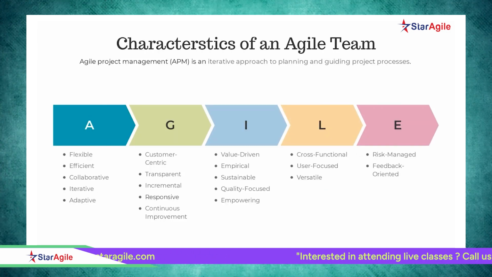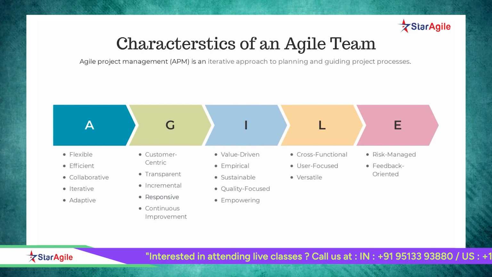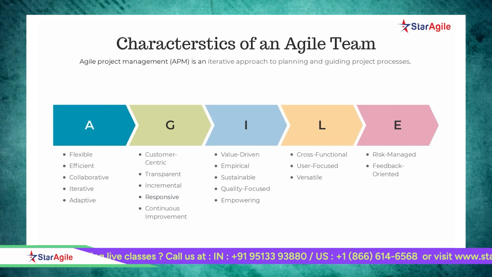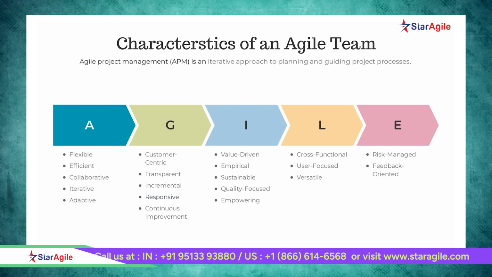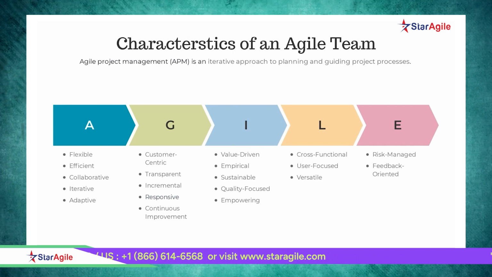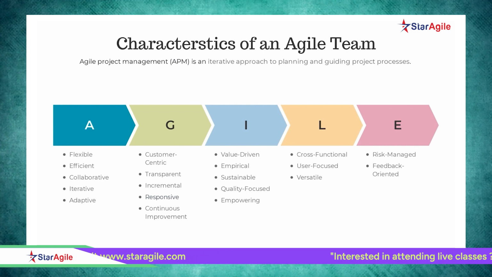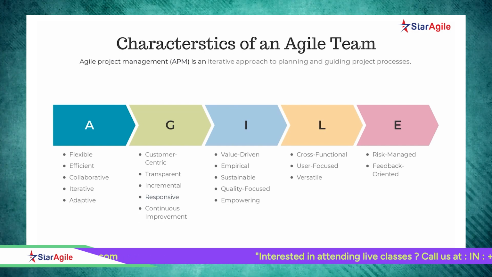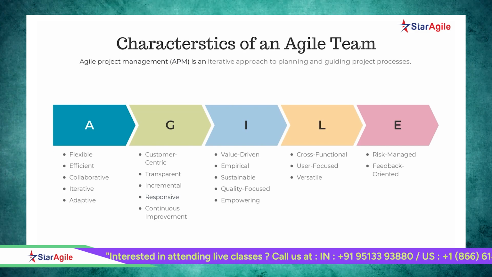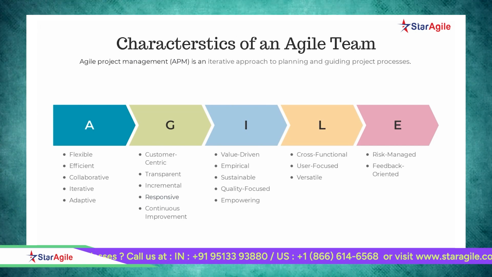Let us examine the characteristics of an agile team. Agile teams are the engines of the agile methodology. They are characterized by their flexibility, efficiency, and collaborative spirit. These teams are iterative in their approach, adaptive to change, and always customer centric. They operate with transparency, focus on incremental delivery, and are driven by continuous improvement. Empowerment, cross functionality, and commitment to quality are also key traits, making agile teams resilient and responsive to the dynamic demands of the projects.